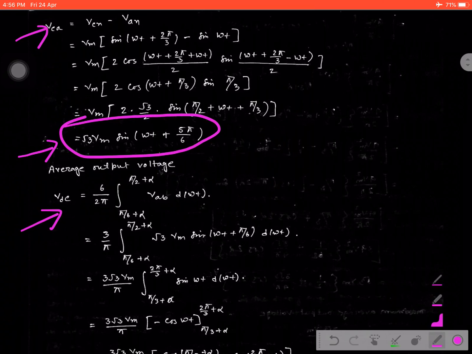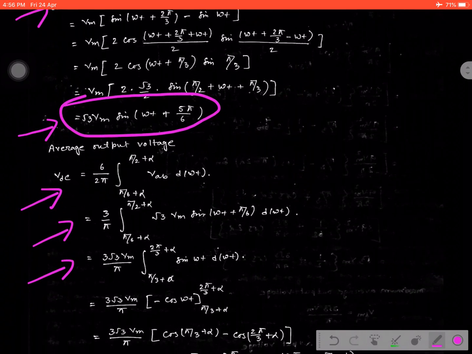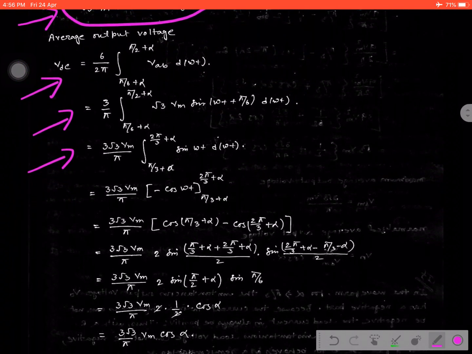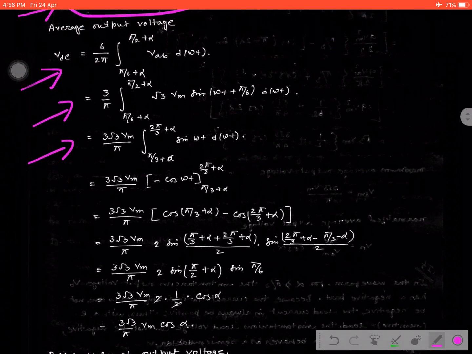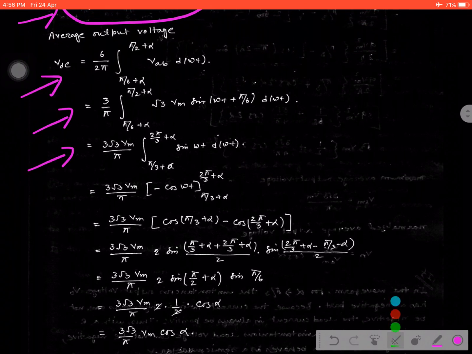And now the next part is very easy. It's a simple calculation. Do the steps. I have made all the calculation part here. And finally, we will get the result of average output voltage for the full converter, that is 3 root 3 by pi Vm cos alpha.